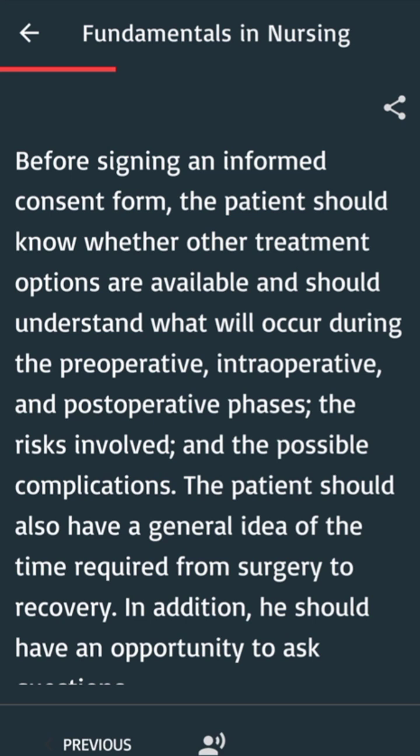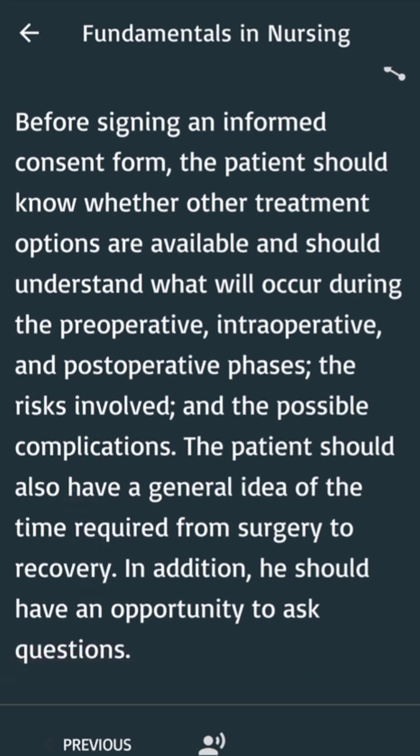The patient should also have a general idea of the time required from surgery to recovery. In addition, he should have an opportunity to ask questions.